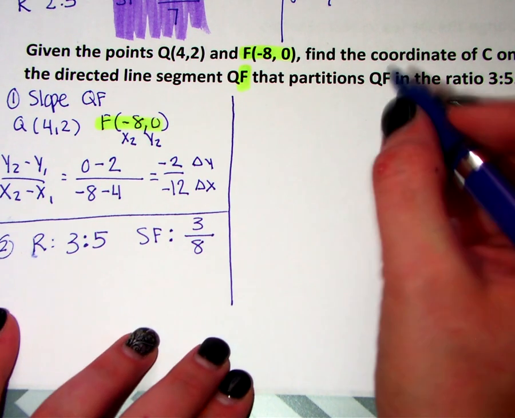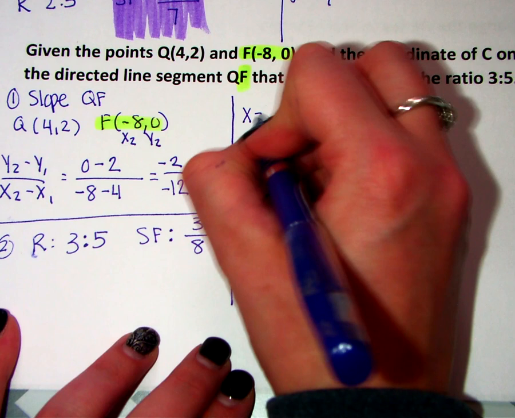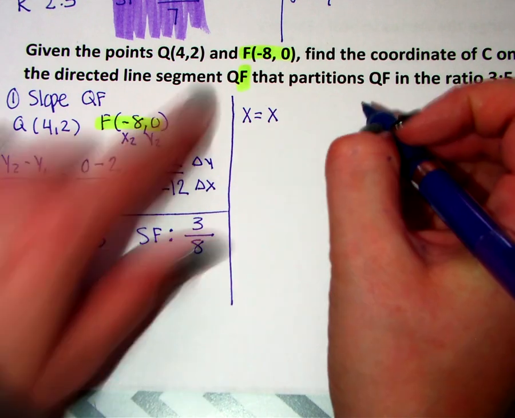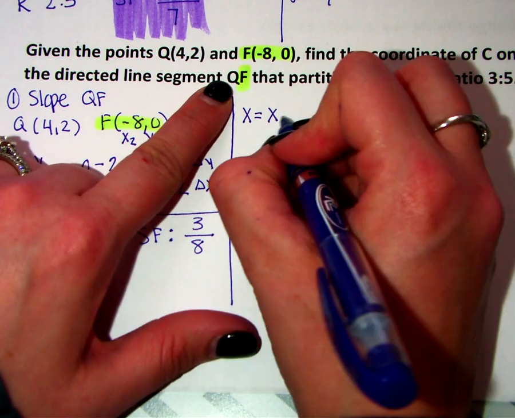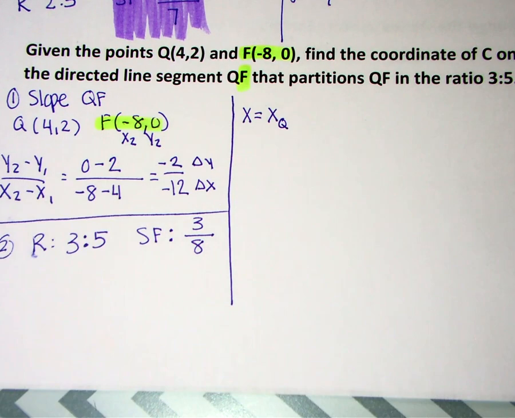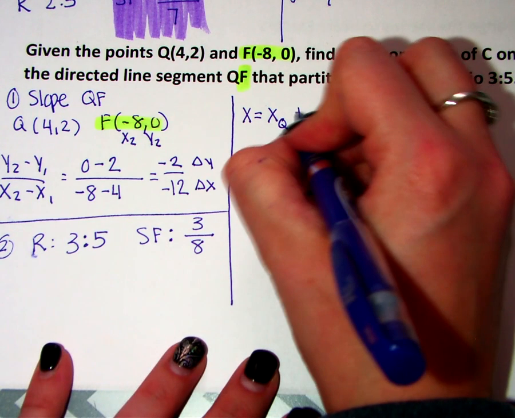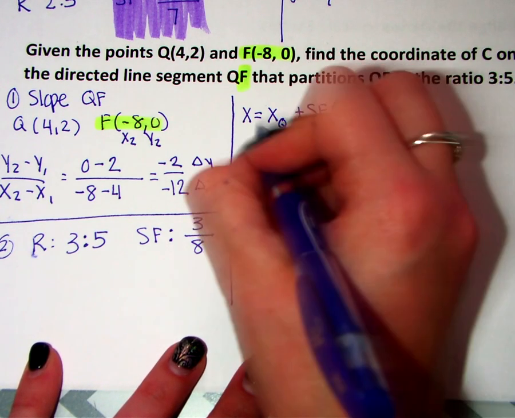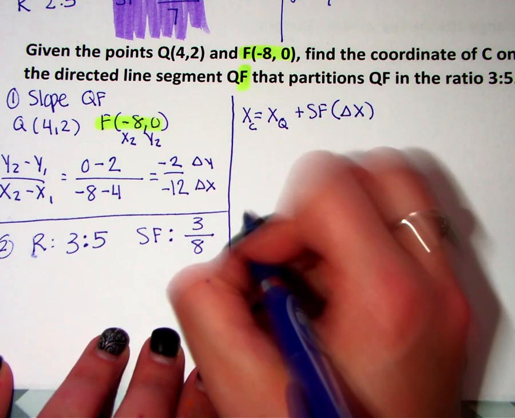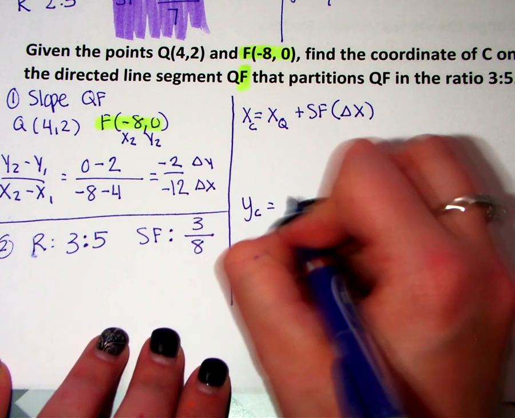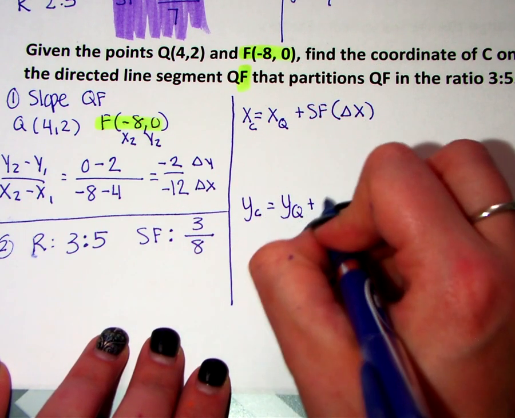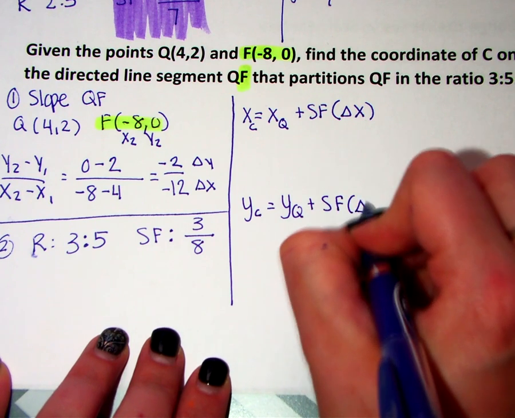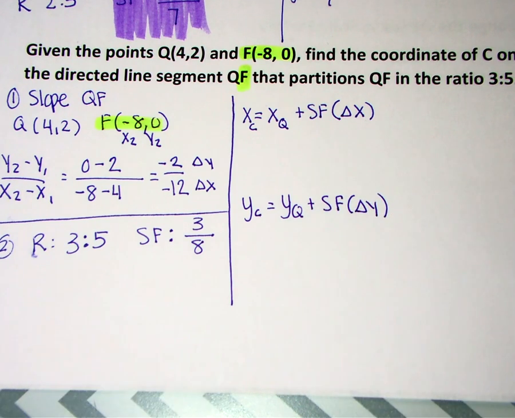All right, formula time. X sub C equals X sub Q plus scale factor times delta X. My letter is now Q, so I'm just going to change that to Q. Remember, the subscripts just help you stay organized. They're not meant to confuse you. We're still trying to solve for C. And Y sub C equals Y sub Q plus scale factor times delta Y. Remember, subscripts are just there to help you.